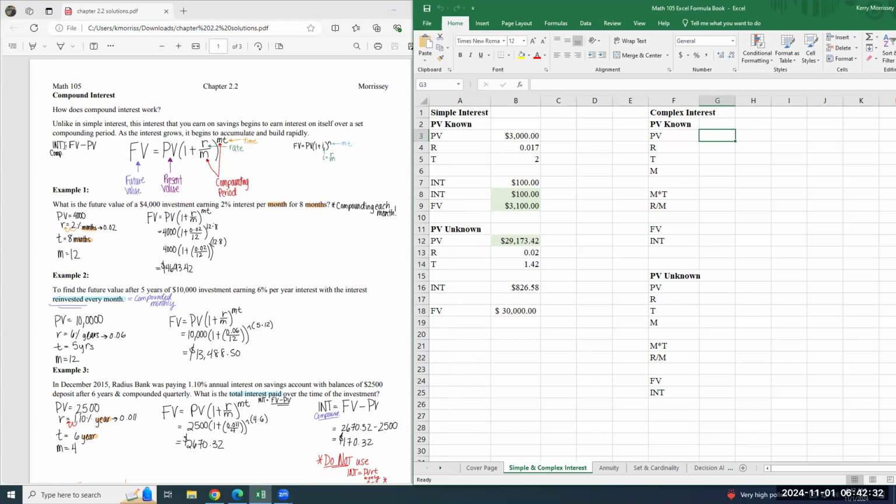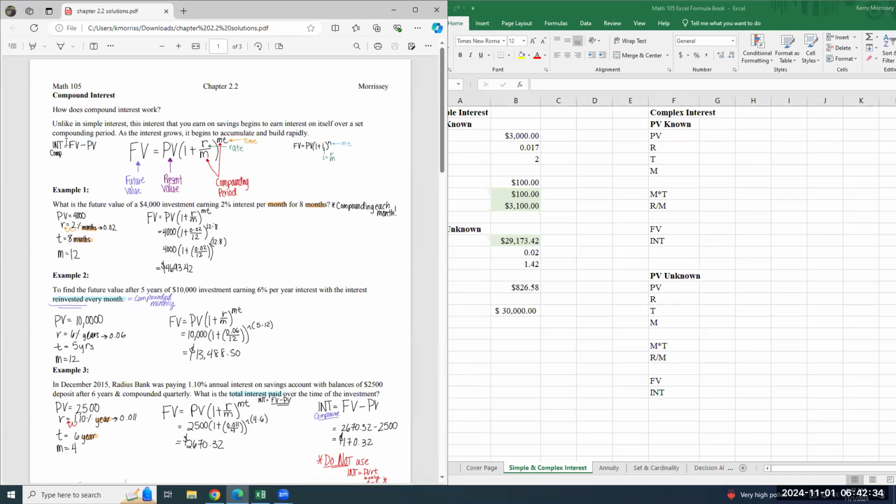So we have your compound interest formula. We have your interest, if we're looking at just the interest that was gained. Then we also have your future value equation as well. Now you'll notice that we have a lot of information over here. So we have PV, R, T, M, and such.